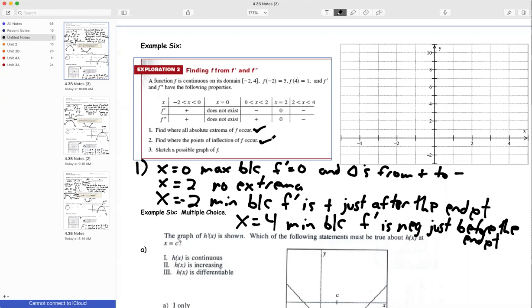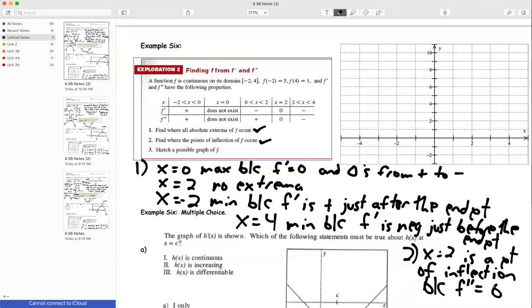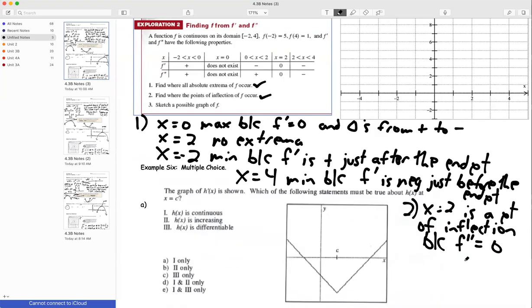At x is equal to 2, however, there is a point of inflection. X equals 2 is a point of inflection because f double prime equals 0 and changes from positive to negative.